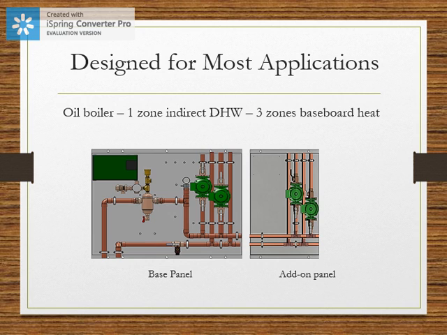This is an assembly for an oil boiler with 3 zones of heat and an indirect. It consists of an air dirt base panel and a circulator add-on panel. There are several circulator choices to further refine the system. Here are just a few of the panel configurations.